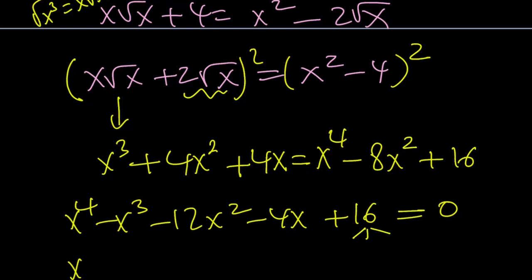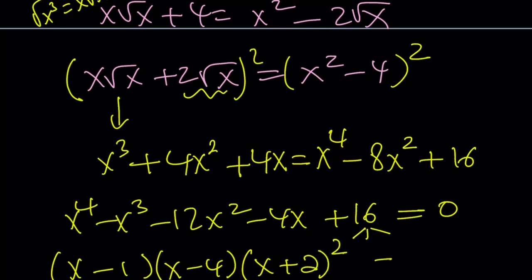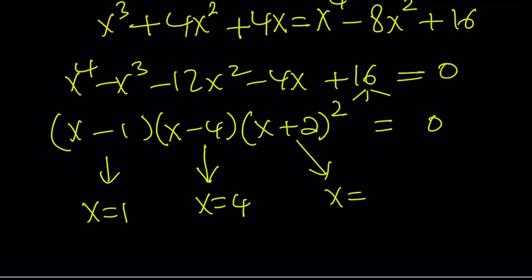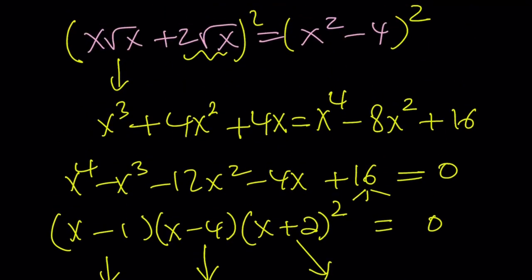So to keep a long story short, this polynomial can be factored into the following. x minus 1 times x minus 4 times x plus 2 squared. Obviously, we do need a double root here because it's quartic, right? And from here, we get the following interesting results. x equals 1, as we said earlier, the sum of the coefficients gives us this root automatically. x equals 4 and x equals negative 2. Okay, now let's take a look at each one of these solutions. Examine carefully because they may not always work, right?